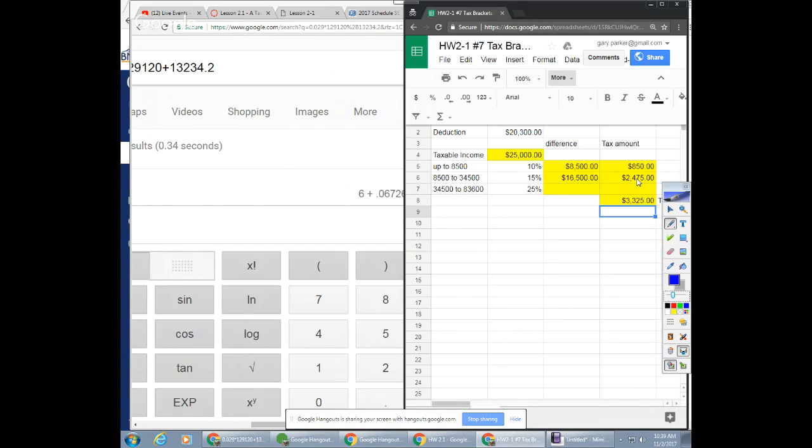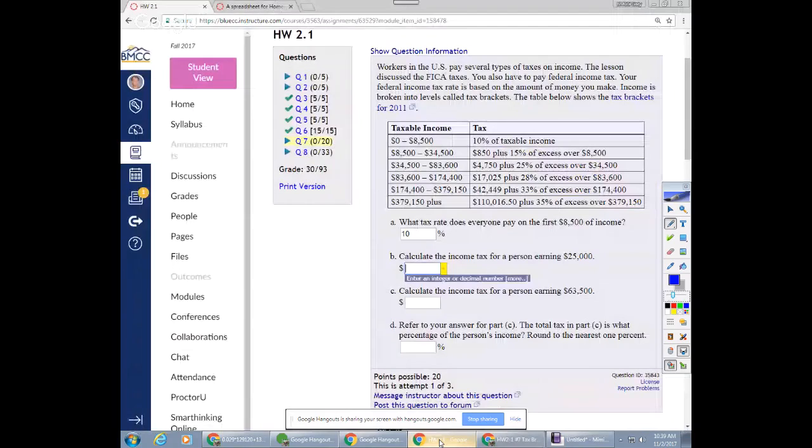And you can do this on a regular calculator. I'm just going to encourage you guys as often as possible to use a spreadsheet. So $3,325 is what I get for mine. If you have the same numbers, I'm not sure. So 3,325.